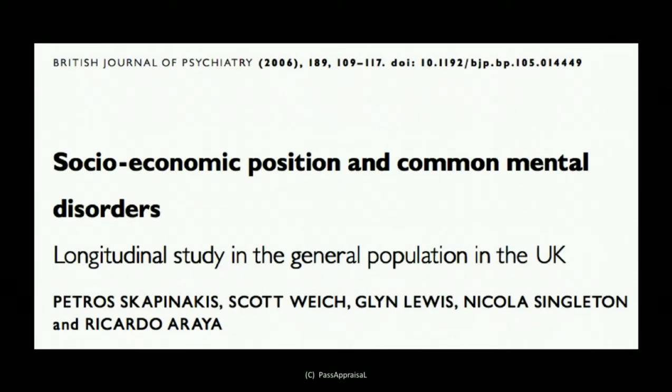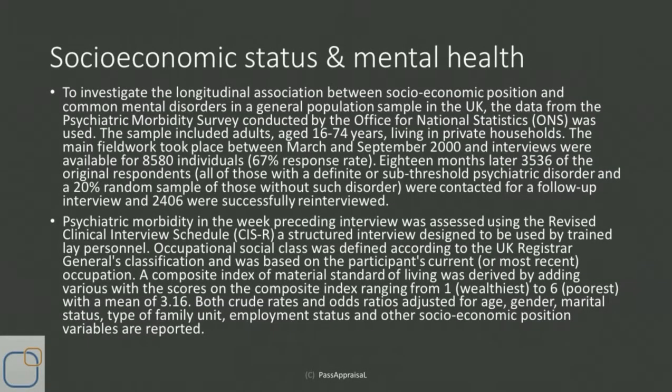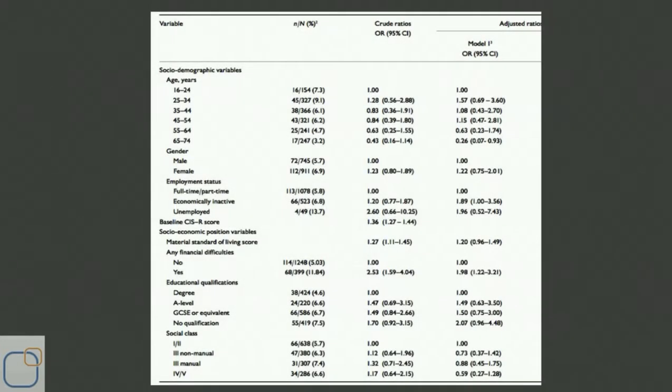Okay, welcome back. In this session, I'm going to take you through a long SBA on socioeconomic position and common mental disorders. This paper was published in 2006 in the British Journal of Psychiatry by Ricardo Araya and others from Bristol. In your exam, they give you a large paragraph on socioeconomic status and mental health, and this was followed by a table. So let's pay attention to the table. That's where most of the questions are likely to come from.